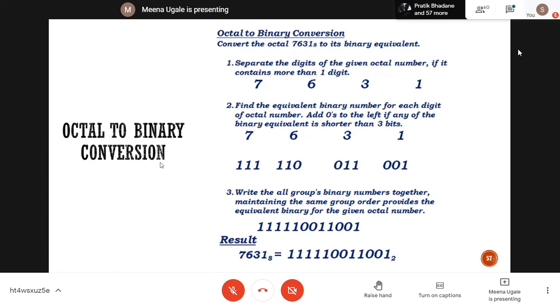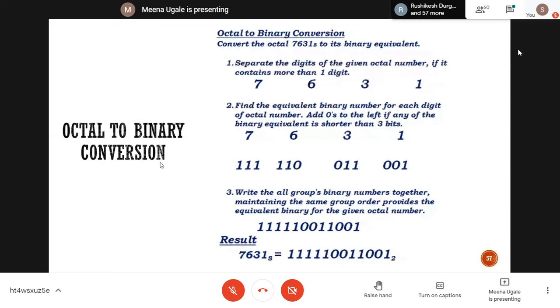Write it together to give its equivalent binary number. This is the easiest one. For whatever number you have, if there is more than one digit, separate out the digits and find out the equivalent binary in 3-bit representation. So even if I'm writing number 1, I'm writing 001. This is important. You have to use 3-bit representation.